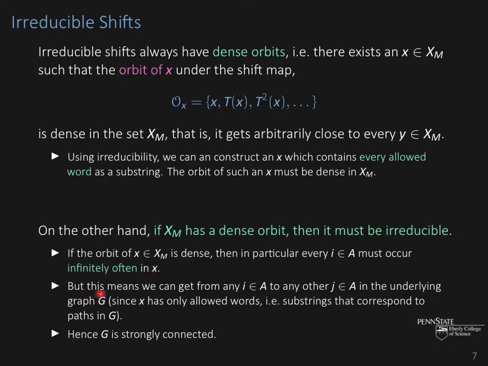But this means we can get from any i in A to any other j in A in the underlying graph G, since x has only allowed words, that means substrings that correspond to paths in G. But this means precisely that G is strongly connected, so that we can get from any i to any other j in A in the underlying graph. Hence, the system is irreducible.